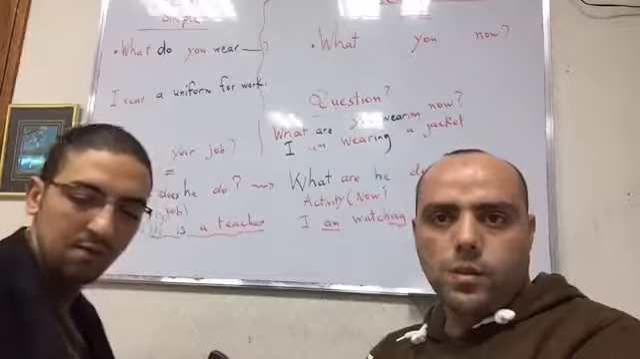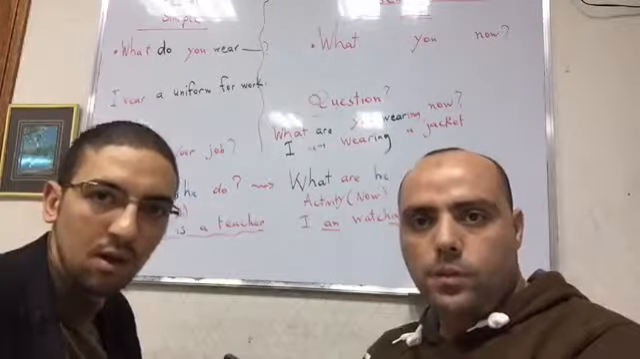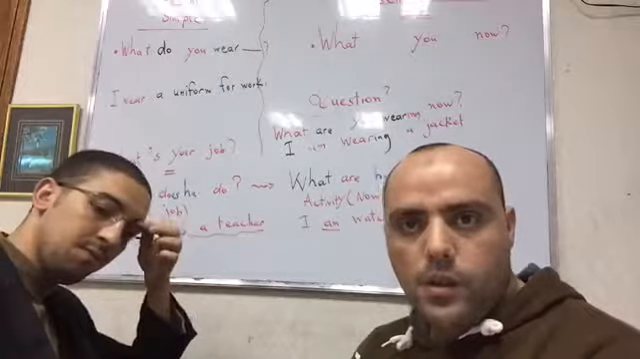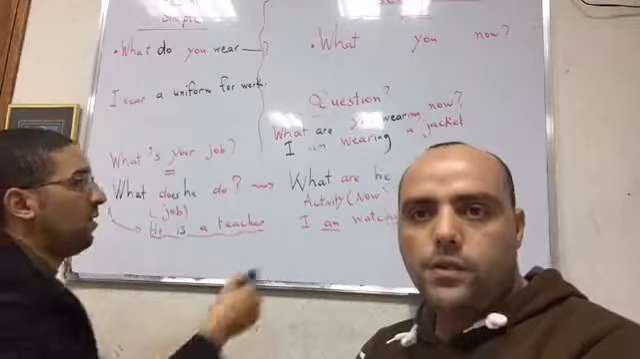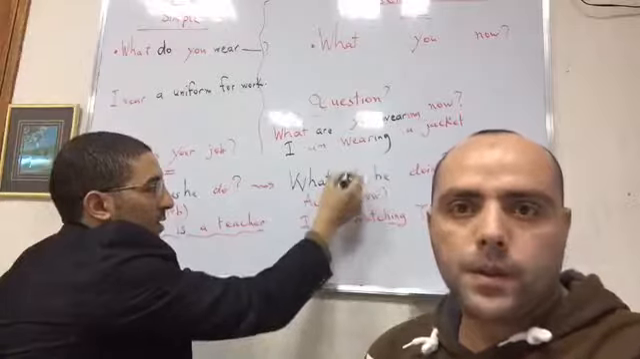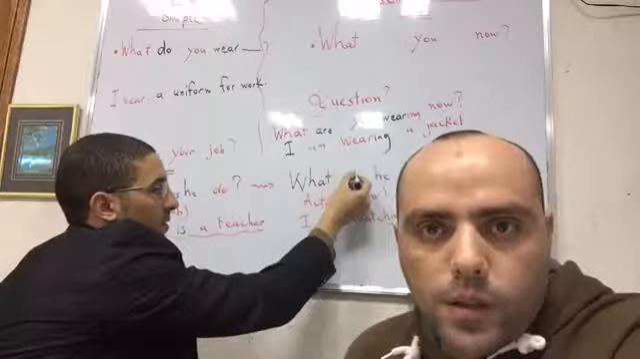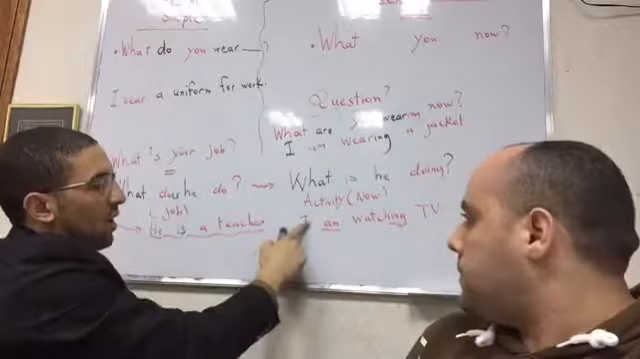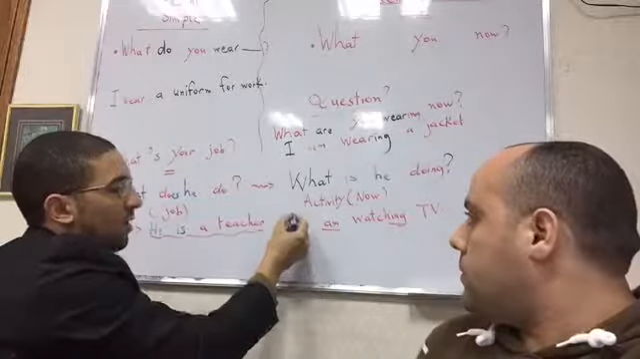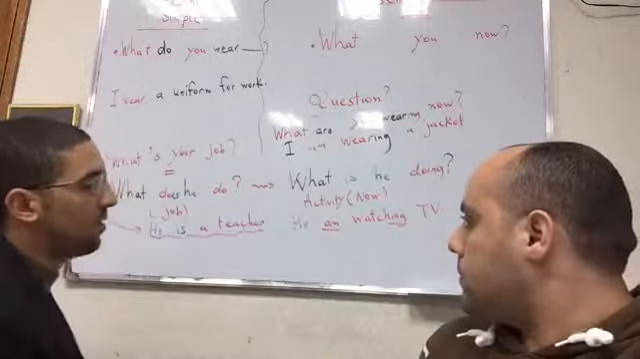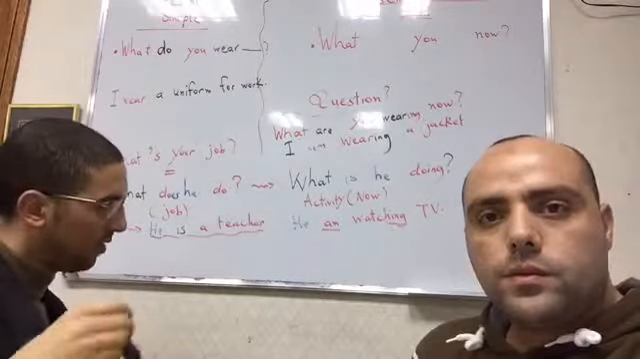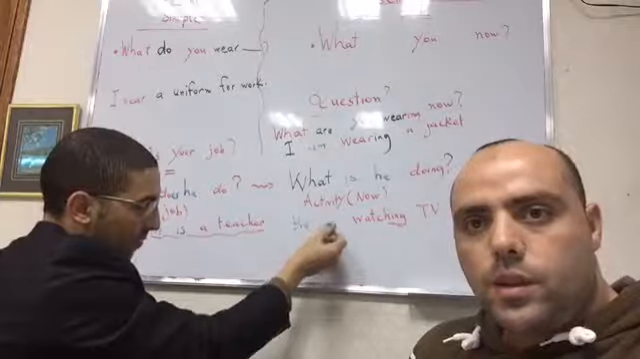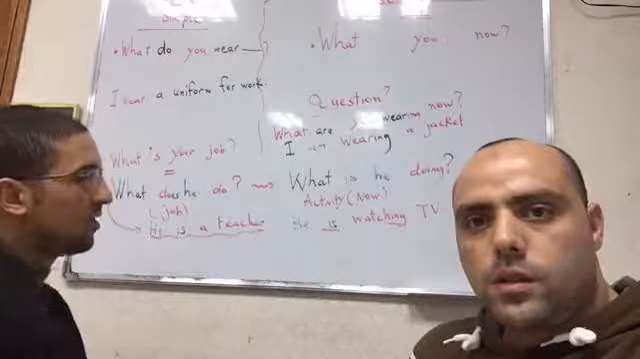Can you say it? Doing is the present form. Excellent, yes. The verb to be with he is going to be is. What is he doing? Very good. He, of course, takes is. What is he doing? Thank you so much. That's very good. And of course, we don't say I. The answer should begin with he. And of course, the answer that he takes is, not am. So we are going to say, he is watching TV.